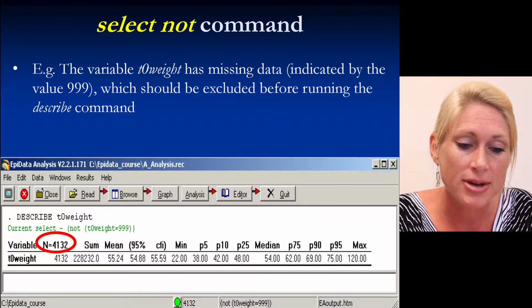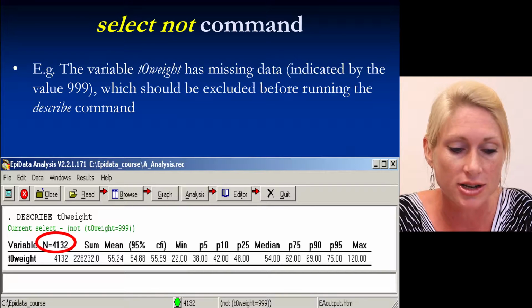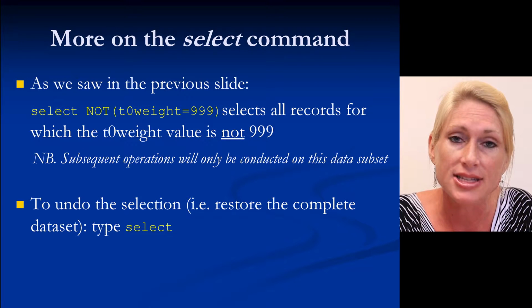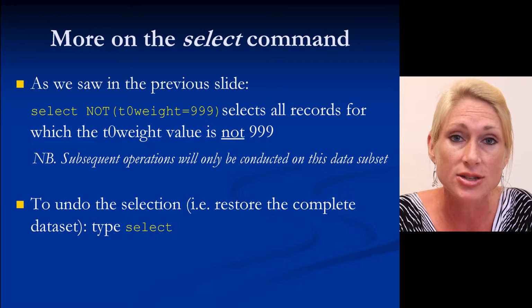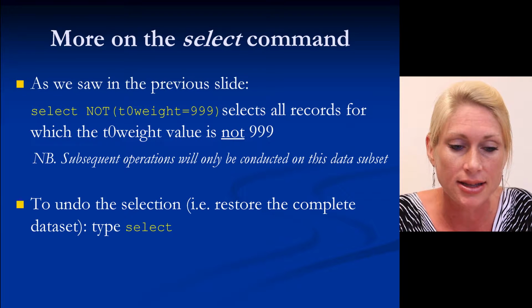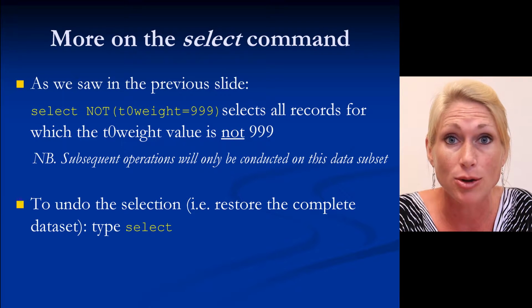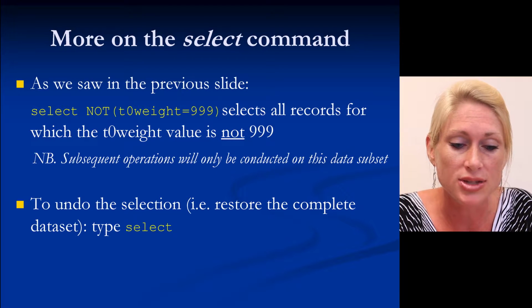And now if I run my describe command on Oweight, you can see I'm working with 4,132 records. So as we saw in the previous slide, select not Oweight equals 999 in brackets selects all records for which the Oweight value is not 999. Subsequent operations will only be conducted on this data subset going forwards, unless you undo the selection, which you can do using the command select, and this will reinstall your complete dataset.